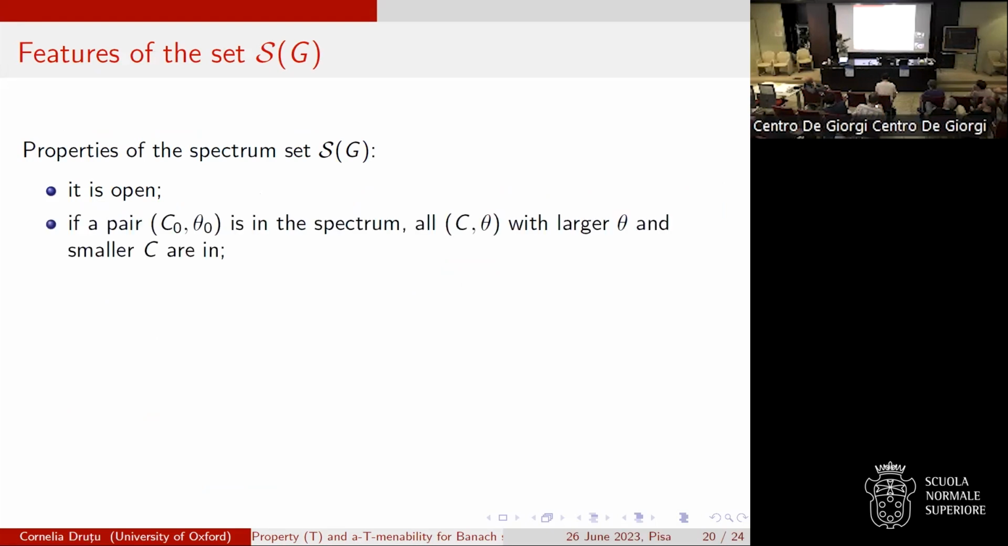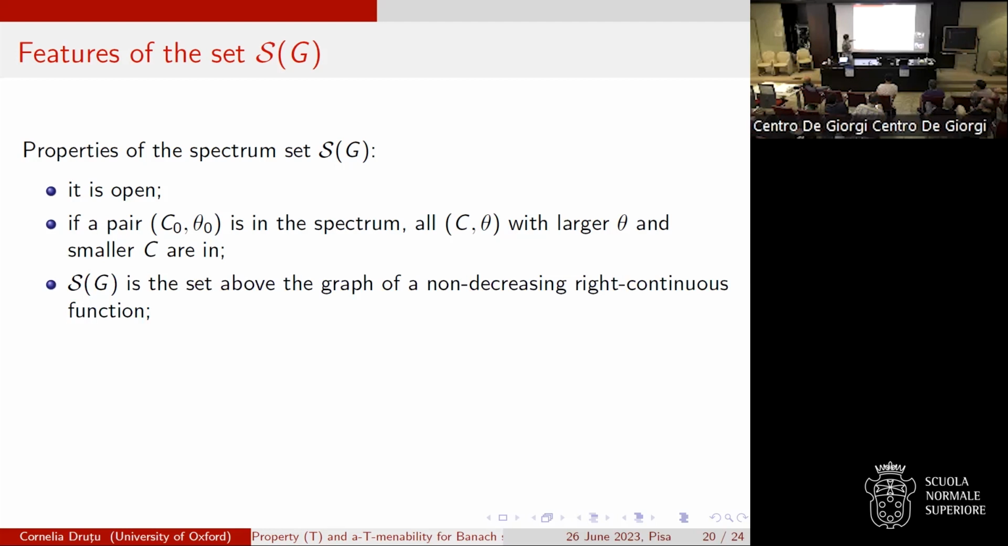So if we have a certain point in the spectrum, then we have the entire rectangle in the spectrum, which in particular means that this set is going to be above the graph of a non-decreasing right continuous function. And so for instance, for a group G that is hyperbolic, this is going to look like this. So it's going to be above the graph of a function like this. Somewhere here below, you have 2 over the conformal dimension of the boundary.